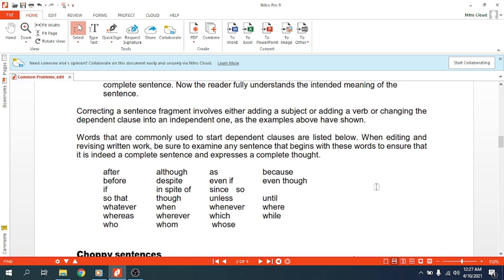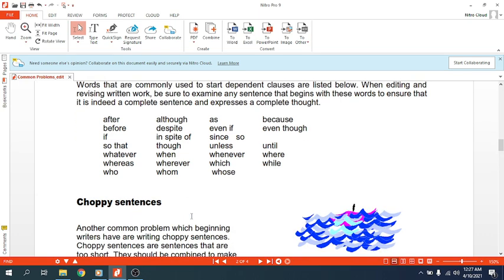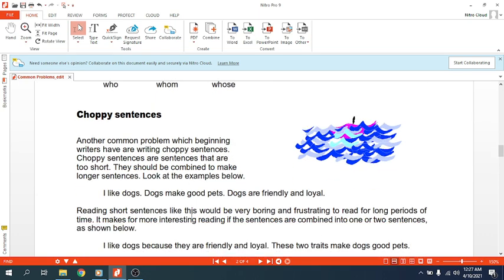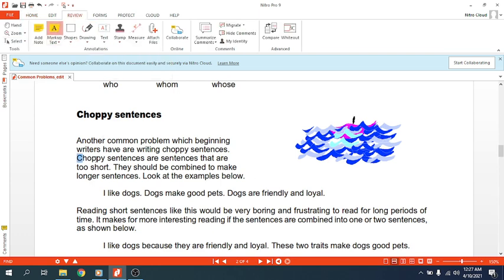Ini nanti PDF-nya ada ya, jadi silakan lihat aja nanti. Ini beberapa again, banyak banget conjunction. Silakan kamu cari. Now the next one is choppy sentences. Chop, chop, chop, chop. Kalau daging dicop itu dipotong-potong gitu ya, dipotong-potong jadi kecil, namanya chop. So apalagi itu disebut dengan choppy sentence. So here, choppy sentences are sentences that are too short.